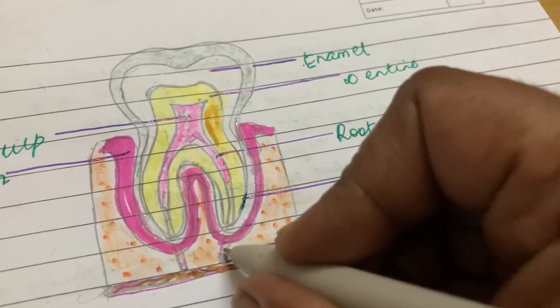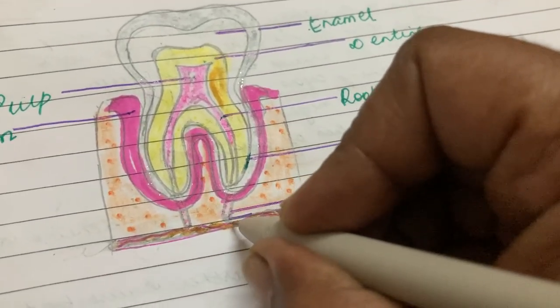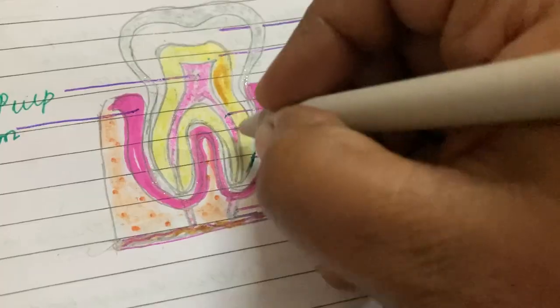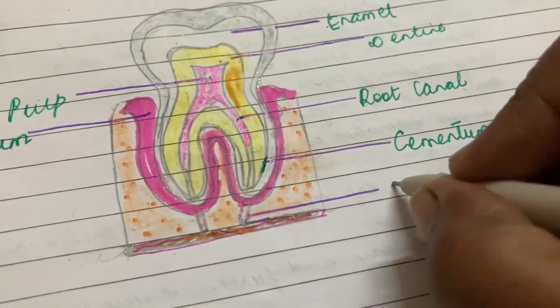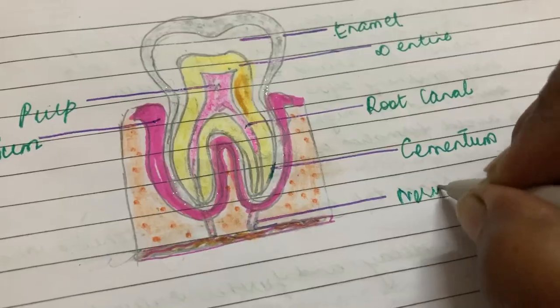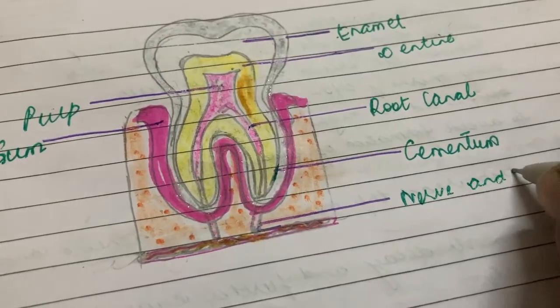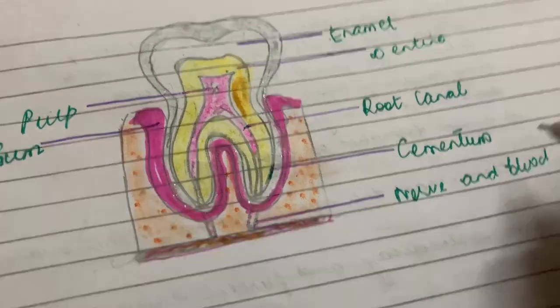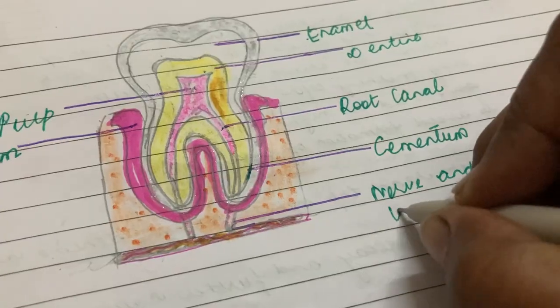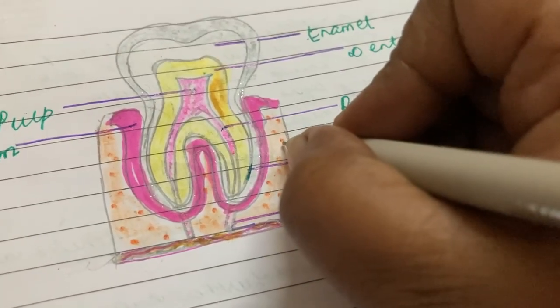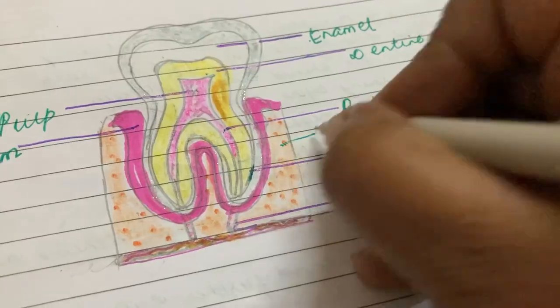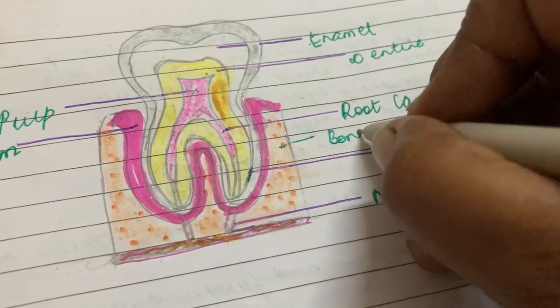And if you see below, I have done another marking. Here, these are the nerves and blood vessels that come from the pulp. So this is called nerve and blood vessel. And here, my dear students, if I mention one more, the small part here are the bones.